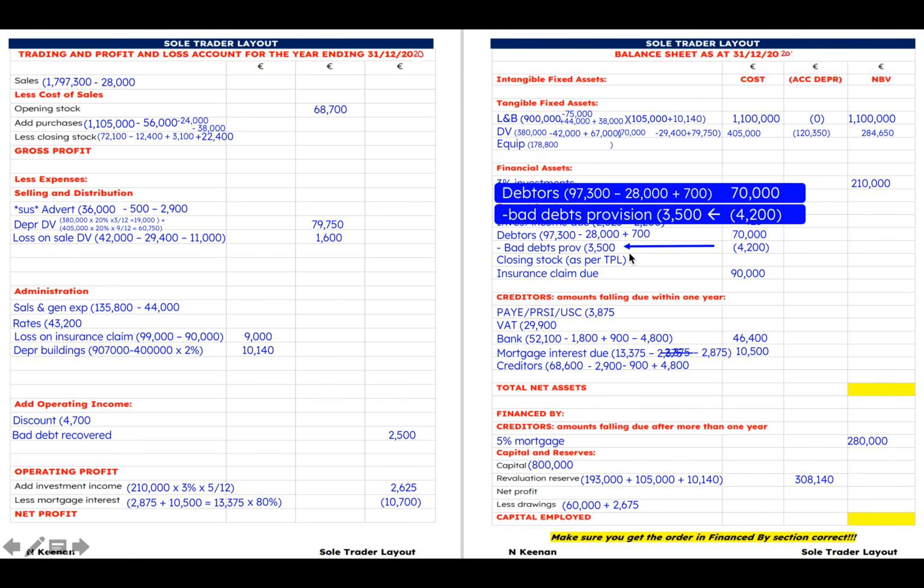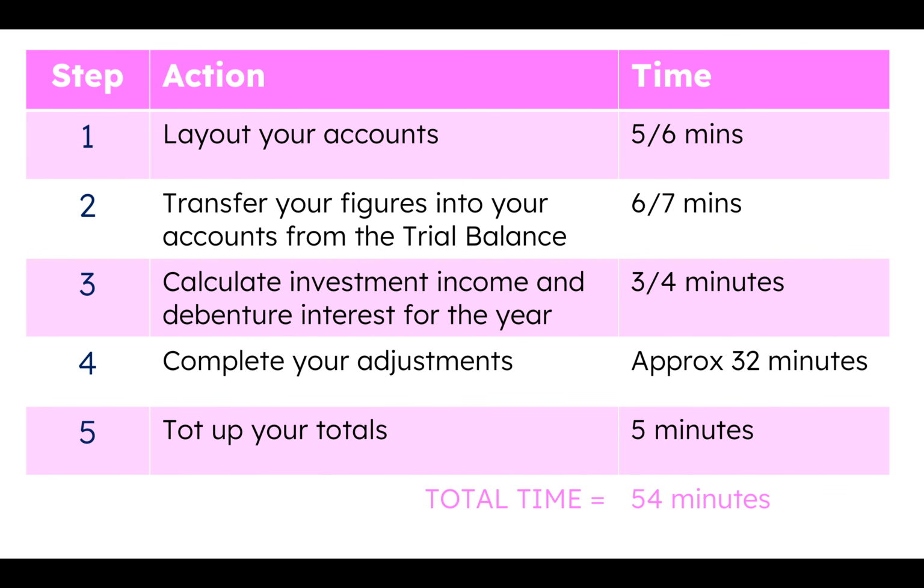Now it originally was 3500 from the trial balance. So we have to compare that. That has gone up €700. So that is an increase in bad debts provision, which will go in selling and distribution because you sell to your debtors and bad debts provision is related to your debtors. So that is it. That is all your adjustments done.